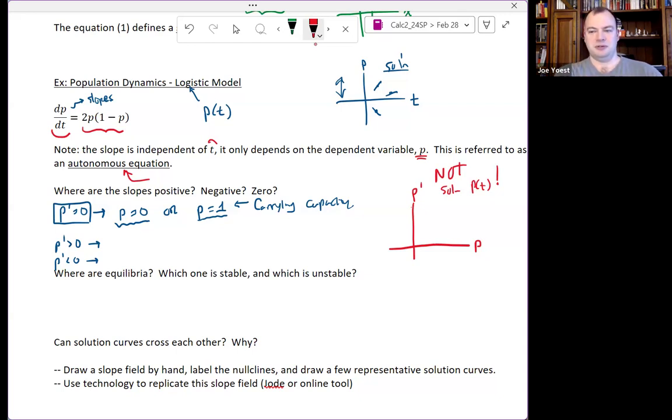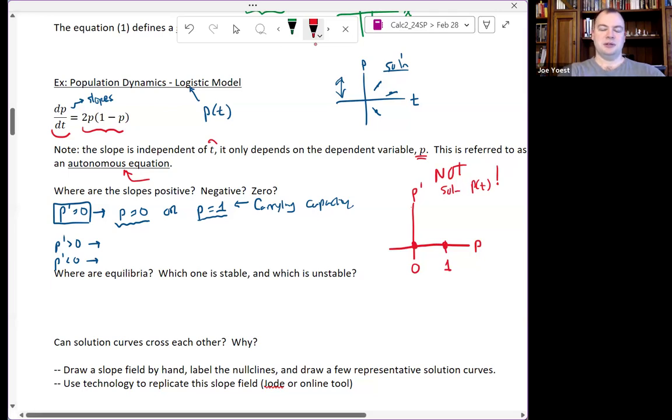Since p prime is only a function of p, I can actually just write p prime as a function of p. I can treat these as two different variables, p being the quote input in this sense and p prime being the quote output. And I can figure out for what values of p is p prime positive, negative, or zero. We know it's zero when p is zero, or when p is one. We've already found the zeros on this graph.